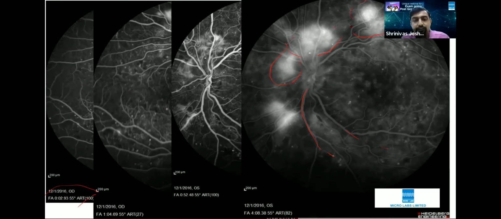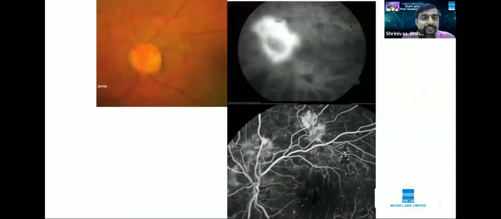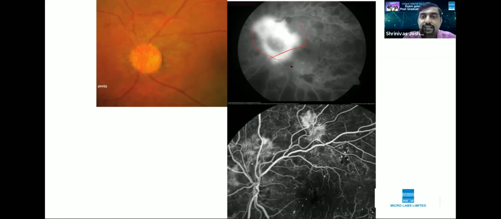That is neovascularization elsewhere. So what is this? This is definitely an NVD, and this is how you see the late phase of the angiogram. There is definitely leakage and staining. And what are these hypofluorescent areas? These are nothing but the capillary non-perfusion areas. You can see these hyperfluorescent small dots. What are these? They are nothing but the microaneurysms.